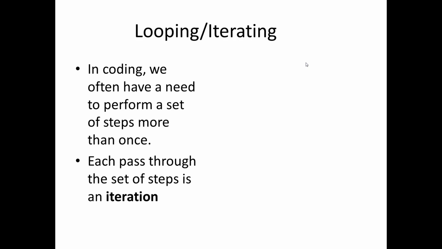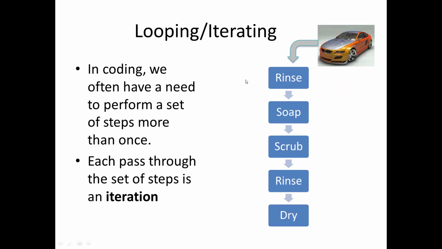So, if we have a banking application and we want to calculate interest for 20 accounts, we may have 20 iterations. A more simple example would be washing a car. You would follow this set of steps: rinse, soap, scrub, rinse, and dry. However, what if you had 50 cars? You would have 50 iterations of this sequence.